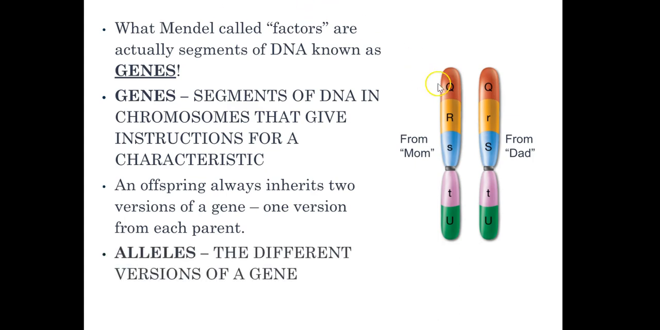Alleles are different versions of the gene. So you get one allele from each parent for every single gene. So for every single piece of DNA that gives the coding for a particular characteristic.